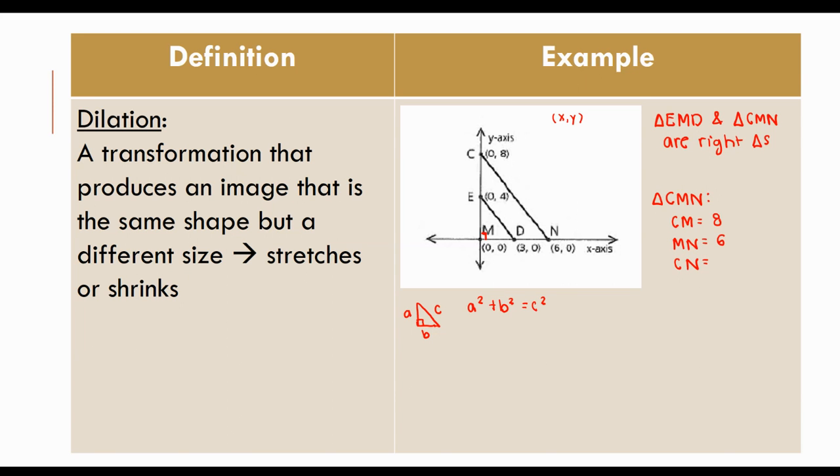So if I was to substitute 8 and 6 in, we'd have 8 squared plus 6 squared, and that's going to equal c squared. Well, 8 squared is 64, 6 squared is 36. Notice that when I add those numbers, I'm going to get 100. And then to get rid of a square, we take the square root. Now, normally when you take the square root, you have two answers, but because this is representing the length of something, I only want the positive number. So the square root of 100 would be 10. So there are my three different lengths for that triangle.